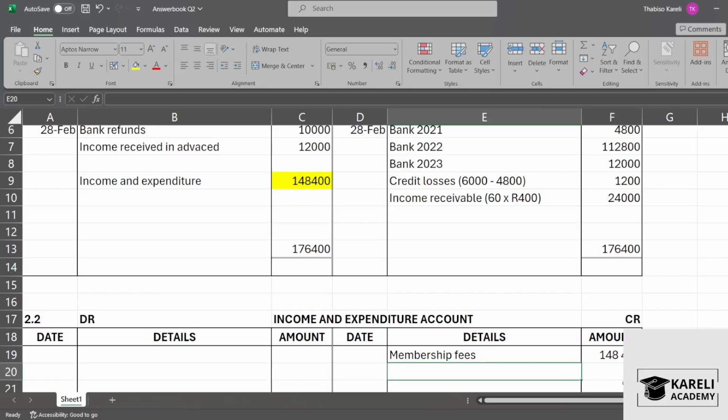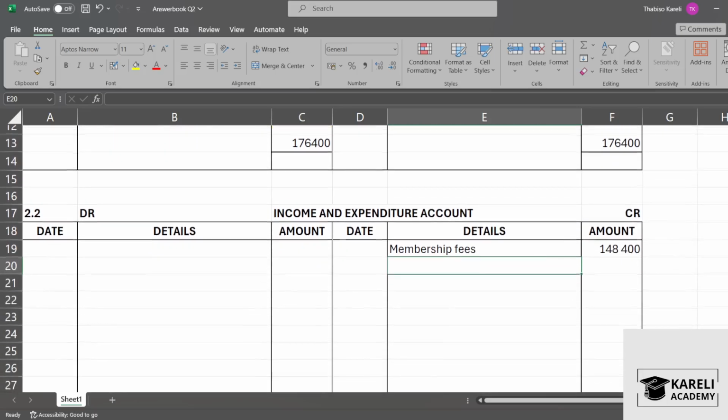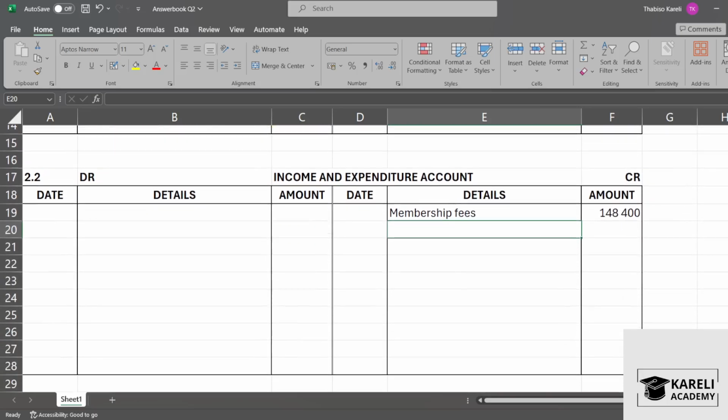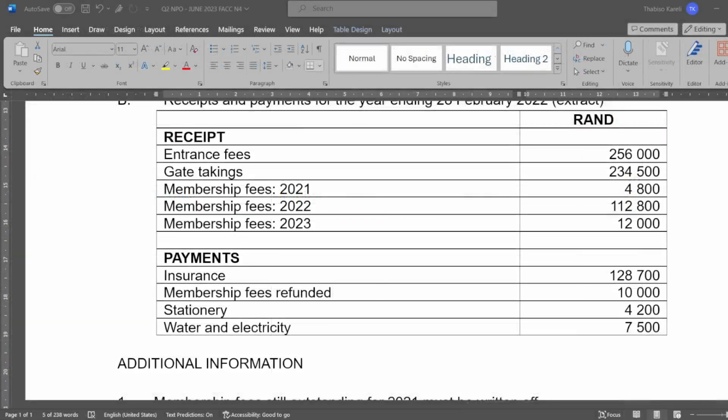You see that? Then when we are done, let me show the entire 2.2. When we are done, we go back to our question paper. Now on our question paper, now we check B.